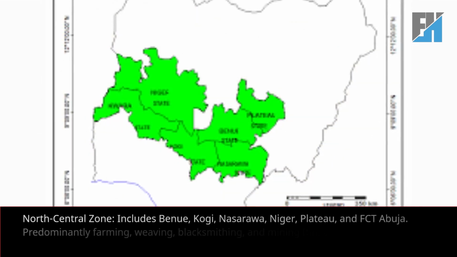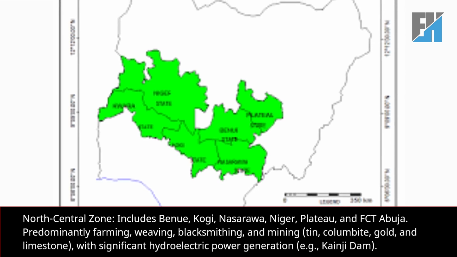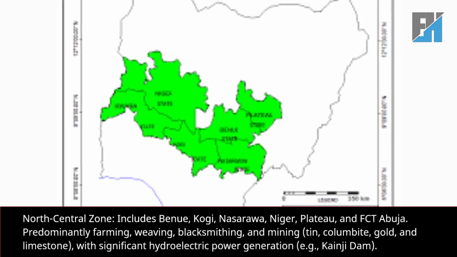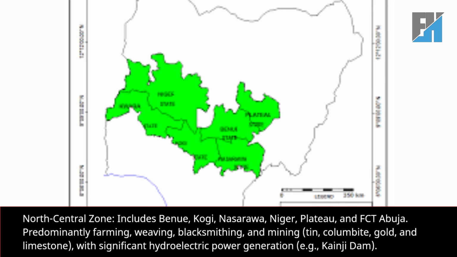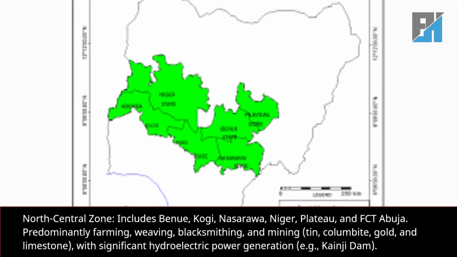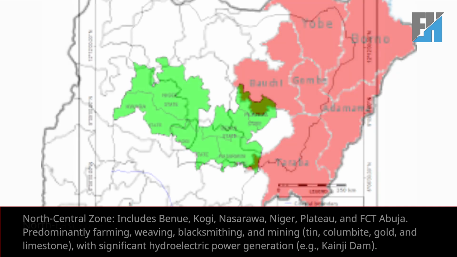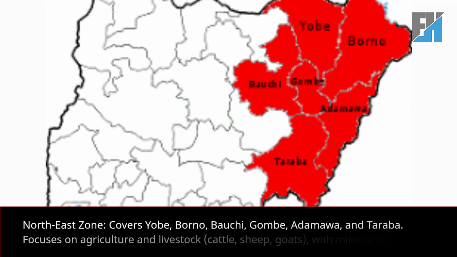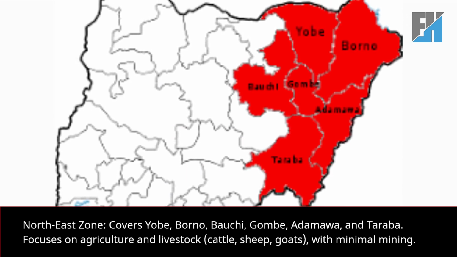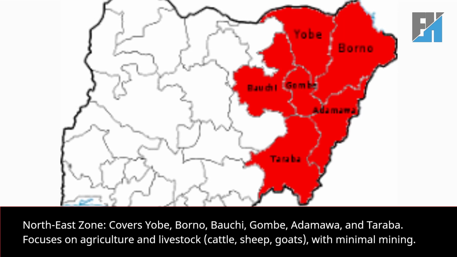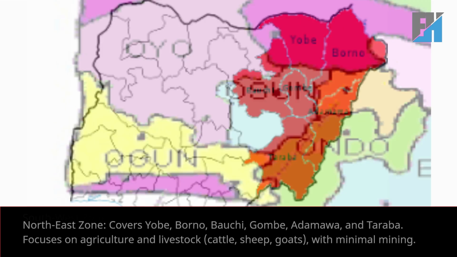North Central Zone includes Benue, Kogi, Nasarawa, Niger, Plateau, and FCT Abuja. Predominantly farming, weaving, blacksmithing, and mining, tin, columbite, gold, and limestone, with significant hydroelectric power generation, e.g., Kainji Dam. Northeast Zone covers Yobe, Borno, Bauchi, Gombe, Adamawa, and Taraba. Focuses on agriculture and livestock, cattle, sheep, goats, with minimal mining.